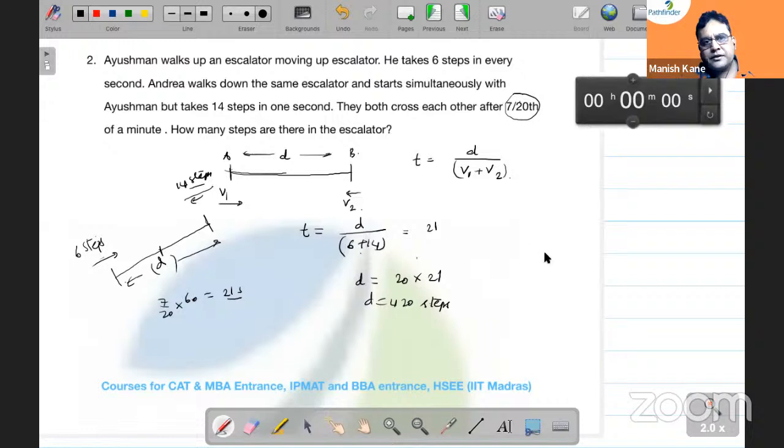Is this clear? If it is clear, give me a thumbs up. All those who are in Zoom, please give me a thumbs up. Yeah, thank you. So we go to the next question now.